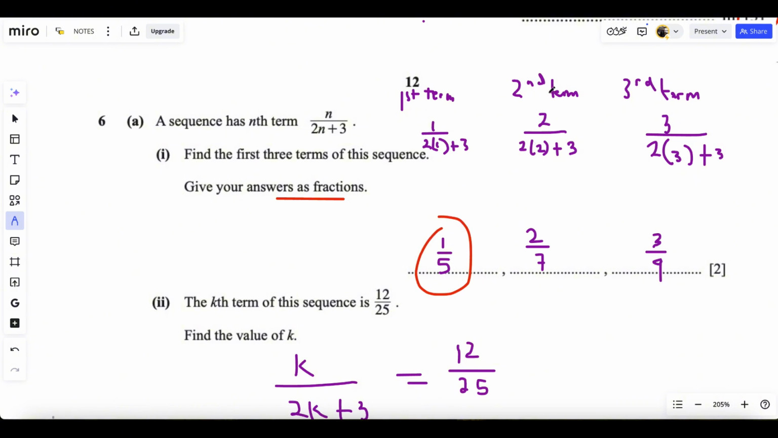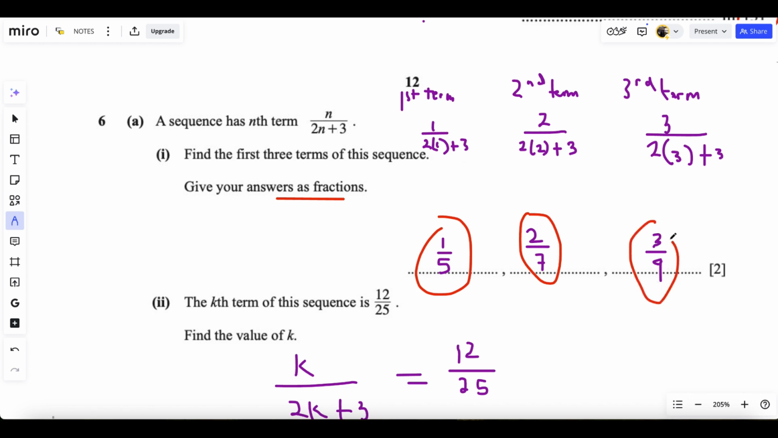For the second term, n will be equal to 2. So where you have n on top, you put 2 there. Where you have 2n, you say 2 times 2, plus 3. So you get 2 over 4 plus 3, which is 7. So you get 2 over 7 for the second term. For the third term, n will be equal to 3. Put 3 in place of n. So you say 3 over 2 times 3, which is 6, plus 3, 9. So we get 3 over 9.